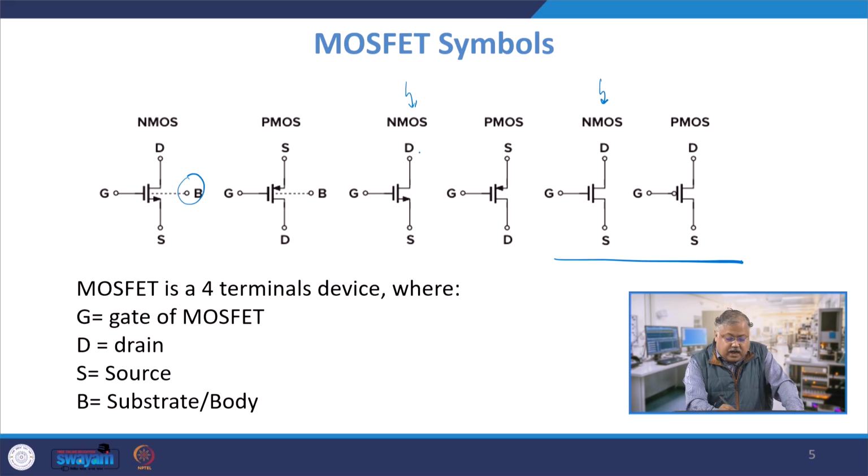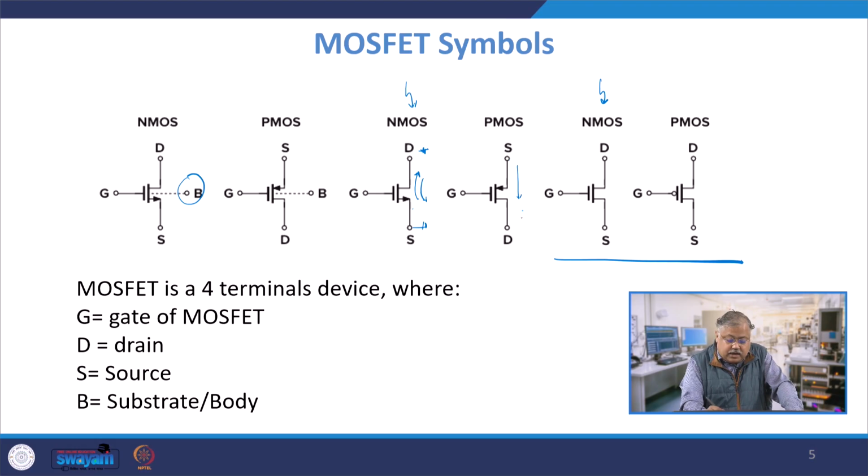So, if you apply a positive bias here, and let us suppose this is grounded, then if it is an N channel device, electrons will be flowing in this direction. So, the conventional current will be flowing in this direction, and that is the reason the arrowhead is from drain to source. Whereas, if you look at PMOS, holes will be moving, and holes will be moving from where to where?